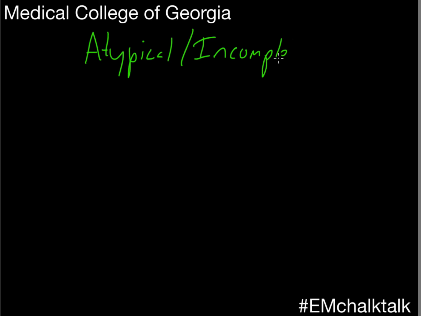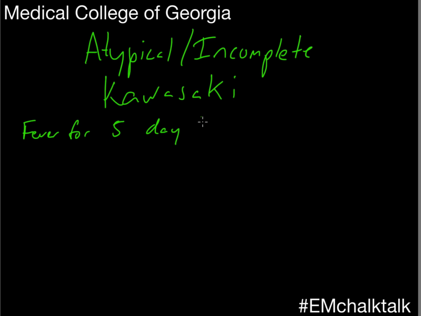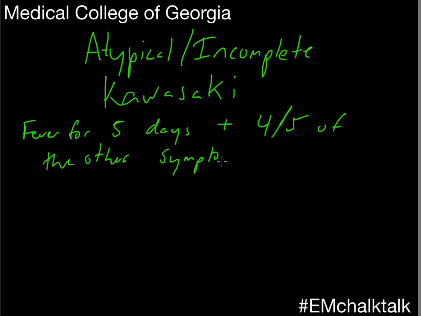If you can remember the criteria for Kawasaki's, if you satisfy 4 out of 5, then you can make the diagnosis of Kawasaki's, and that's fever plus the other symptoms. In the absence of those 4 other symptoms, you still may have an incomplete Kawasaki's. In other words, you have the same underlying physiologic process, meaning an inflammation, a vasculitis that is primarily targeting the cardiac vessels. Incomplete Kawasaki's was first recognized in the early to mid 80s, about 15 years after Kawasaki's itself was discovered.